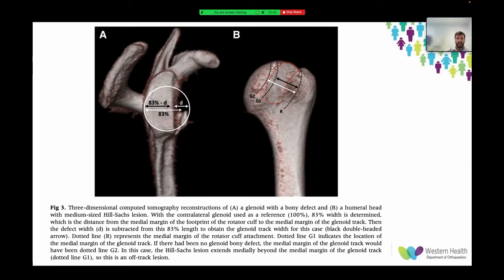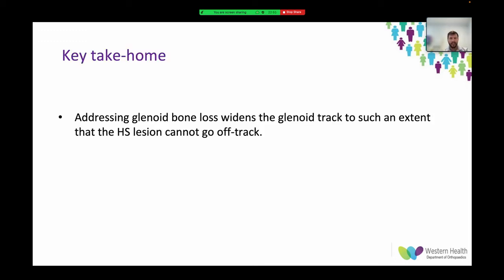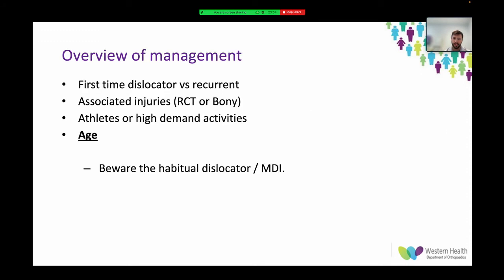And this would suggest you either need to do a bony procedure or a Remplissage type procedure into your Hill-Sachs. This is just another diagram explaining that concept. The key take home from all this is that addressing glenoid bone loss widens the glenoid track to such an extent that the Hill-Sachs lesions cannot go off track. And if you understand that, you'll understand the algorithm for deciding what you want to do.